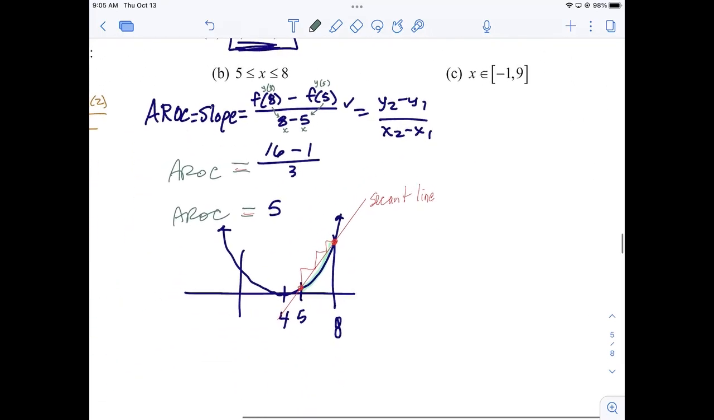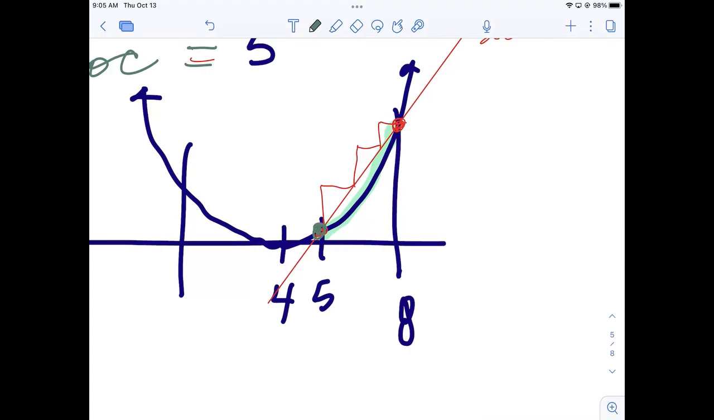I don't know if that helps, but look again here. This point right here would be the point 5, f of 5. And this point up here would be the point 8, f of 8. And so if you were to do the y sub 2 minus y sub 1, you do y sub 2 minus y sub 1 all over x sub 2 minus x sub 1.